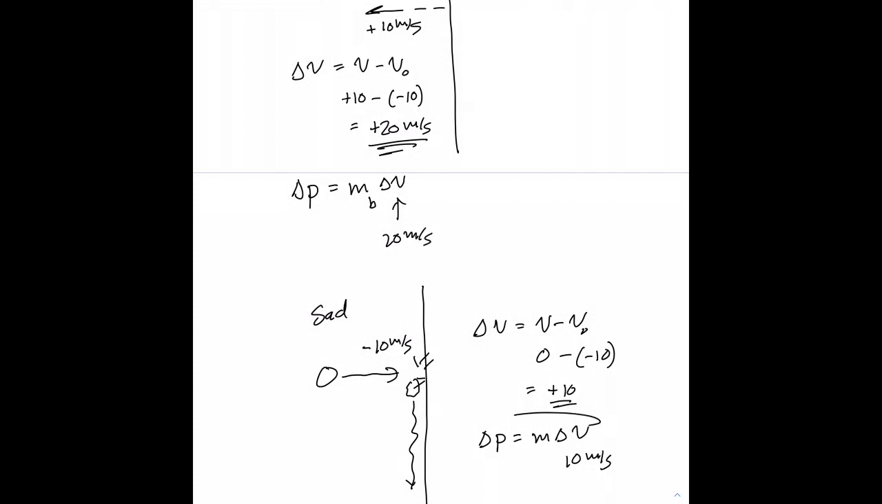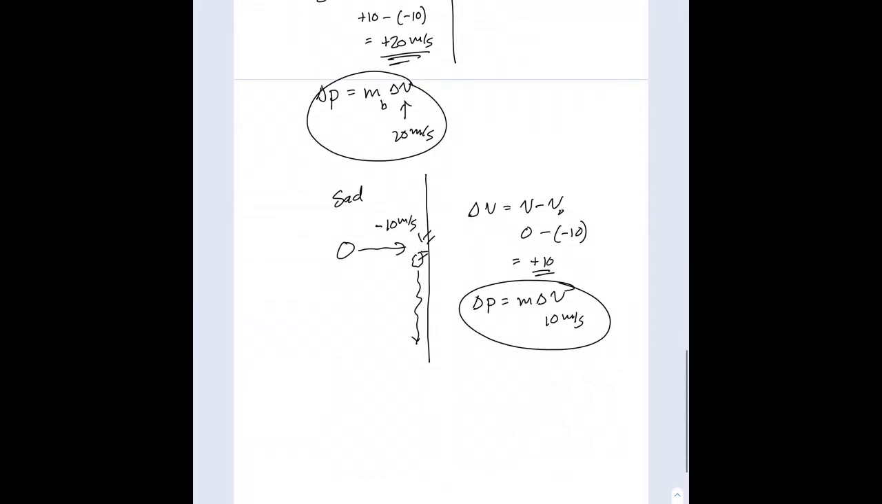Well, if it's half as much momentum for the sad ball as the happy ball, then it must be half the impulse as well. Right? The impulse for the sad ball is going to be roughly half as much as the impulse for the happy ball. That means it's probably colliding less forcefully with the wall.